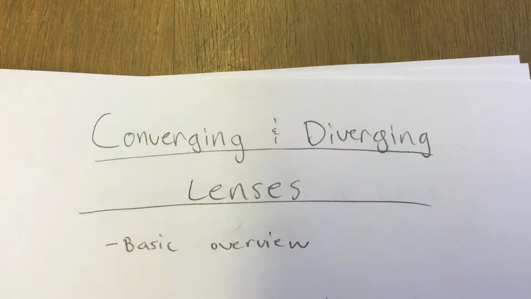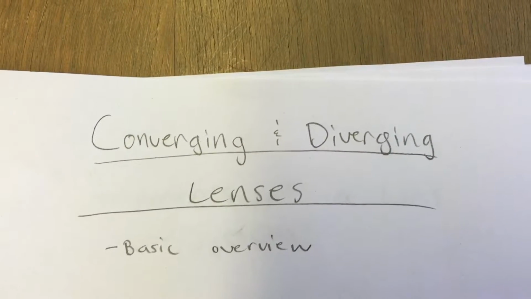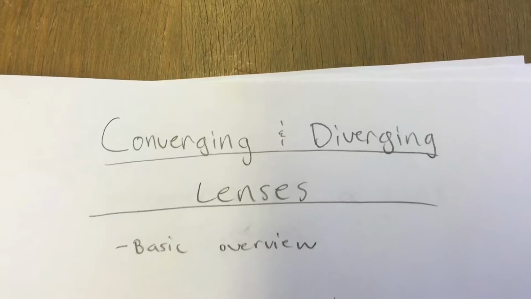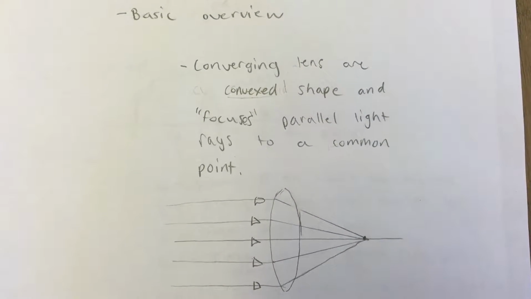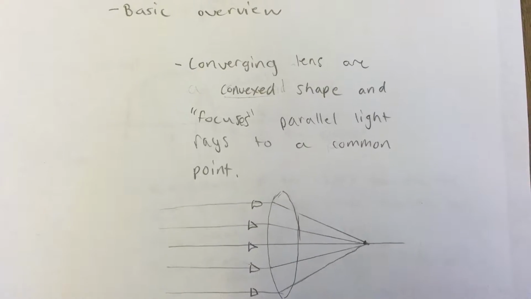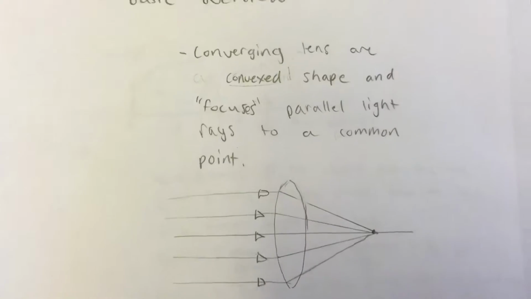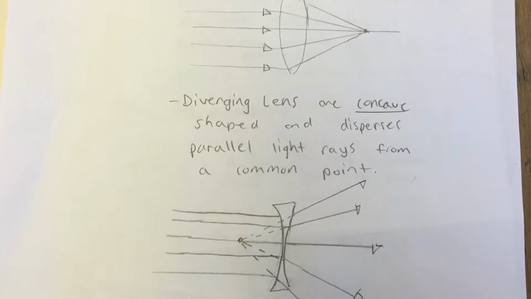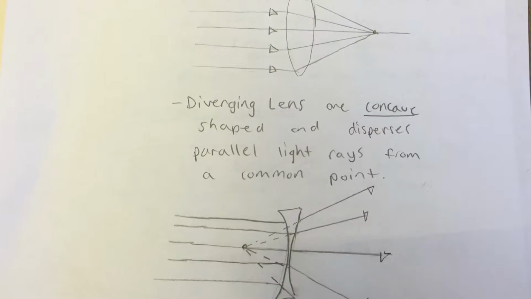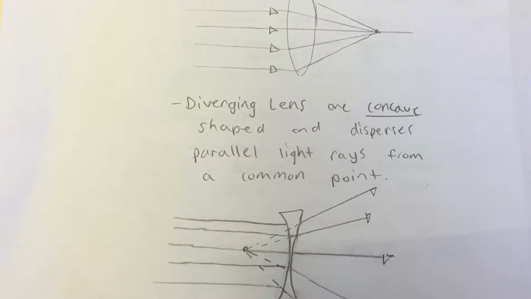Hey guys, I'm just going to do a basic concept overview of converging and diverging lenses. First off, a converging lens is convex shaped and focuses parallel light to a common point. A diverging lens is concave shaped and disperses parallel light rays from a common point.